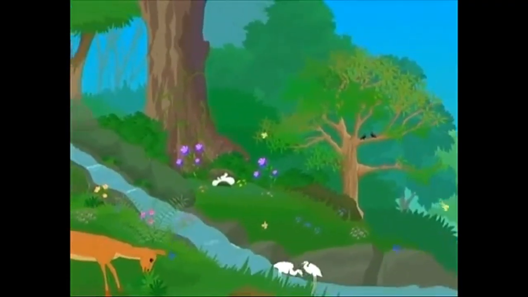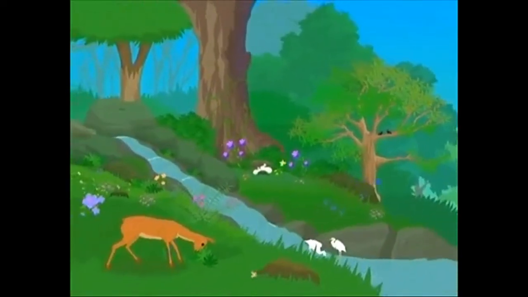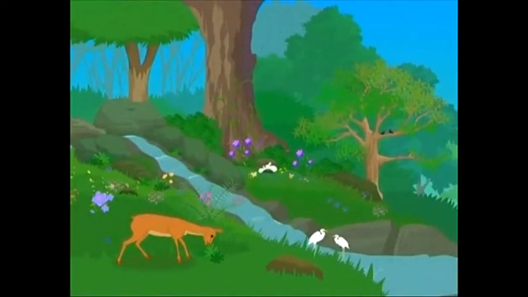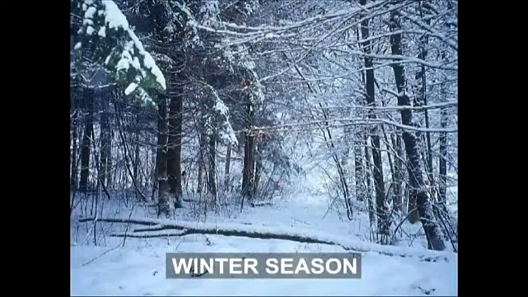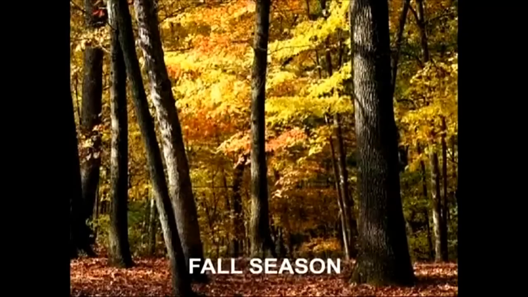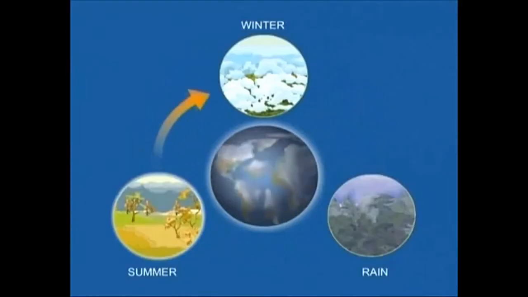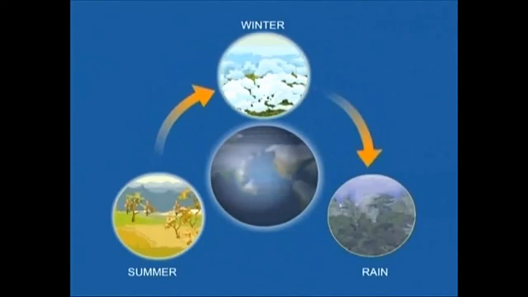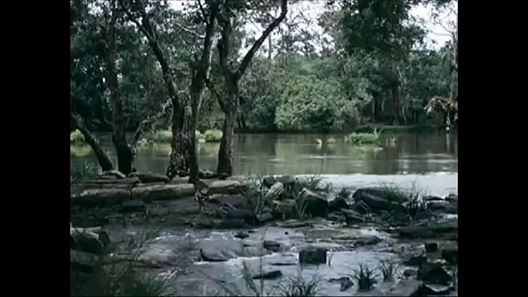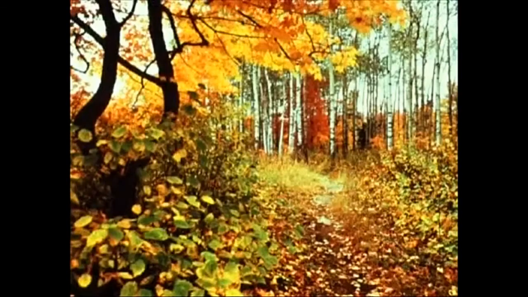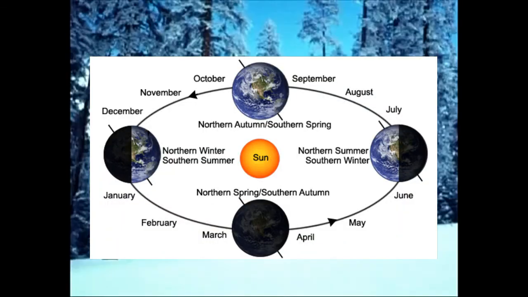The forest is classified according to the seasons. This biome has four changing seasons, including winter, spring, summer, and fall. Here, the season goes from summer to cold winter and back again. These seasons happen because of the tilt of the Earth's axis.